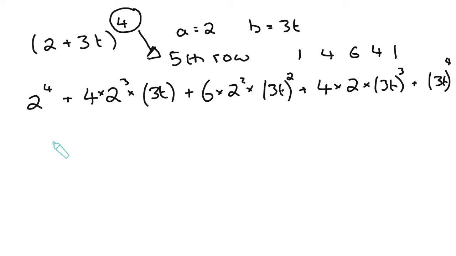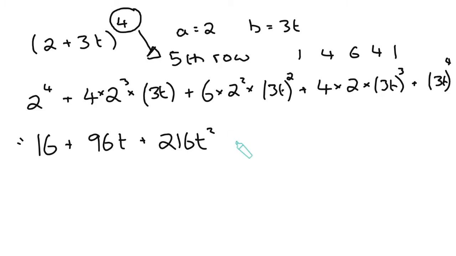Okay, so we can write this out in full. You can just use your calculator or do a bit of arithmetic in your head, and we should come up with the answer 16 plus 96t plus 216 t squared plus 216 t cubed plus 81 t to the fourth.